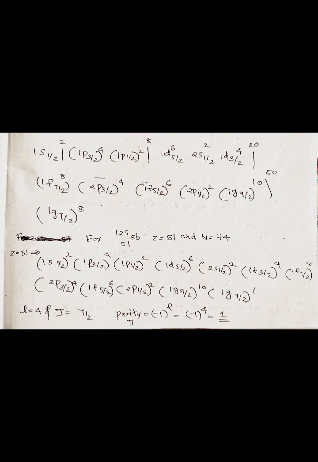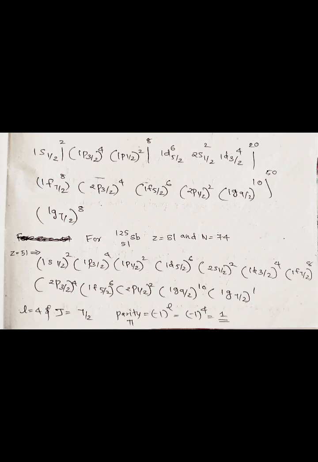And here for 51Sb125, we know that Z is equal to 51 and the number of neutrons is equal to 74. Here the unpaired nucleon is the proton number, that is Z is equal to 51. So writing the sequence of energy levels for this, we can write it as 1s 1/2, 2; 1p 3/2, 4; 1p 1/2, 2; 1d 5/2, 6; 2s 1/2, 2; 1d 3/2, 4; 1f 7/2, 8; 2p 3/2, 4; 1f 5/2, 6; 2p 1/2, 2; 1g 9/2, 10; 1g 7/2, 1.